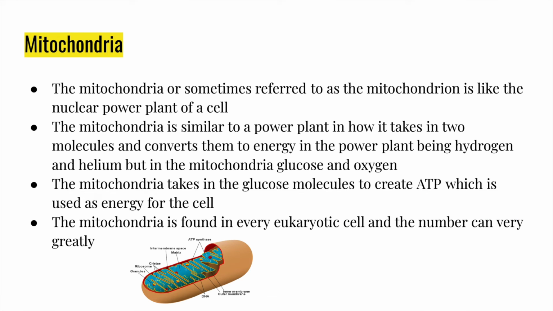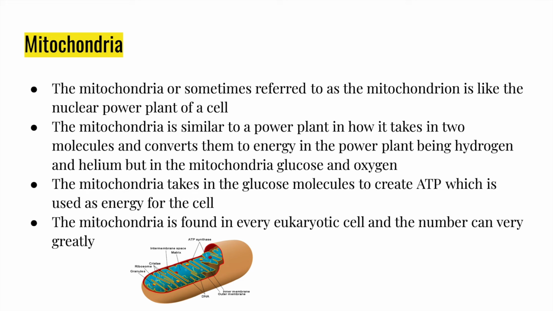This is the mitochondria. The mitochondria, or sometimes referred to as the mitochondrion, which is singular for when there's one, is like the nuclear power plant of the cell. The mitochondria is similar to a power plant in how it takes two molecules and converts them into energy. In a mitochondria, it takes glucose and oxygen, and this converts them into ATP, which the cell uses for energy. The mitochondria is found within every eukaryotic cell, and the number can vary greatly.